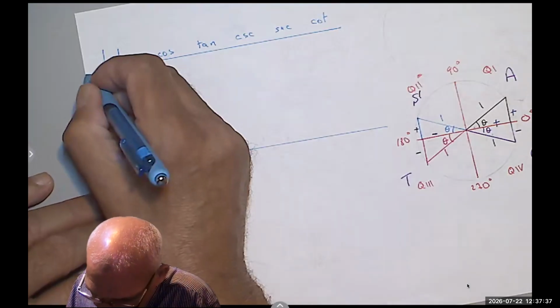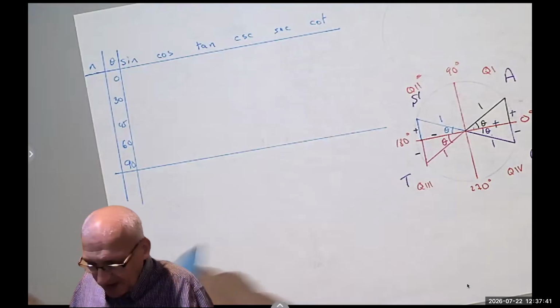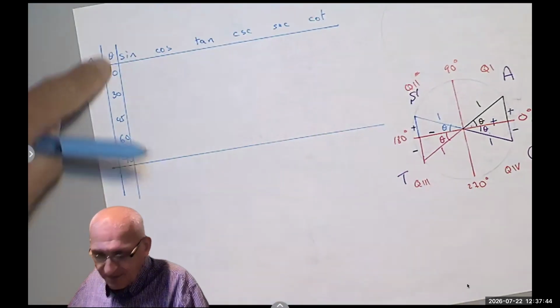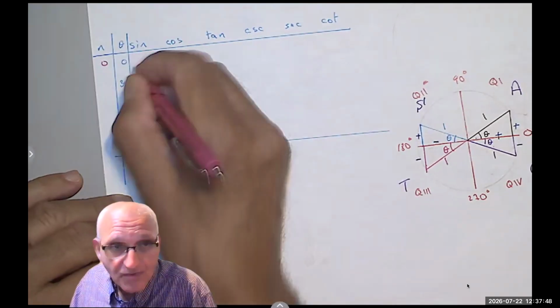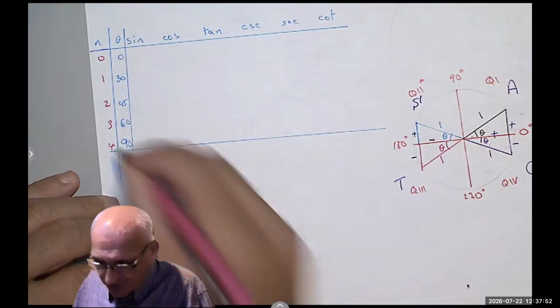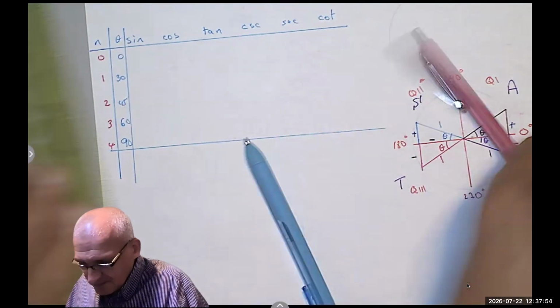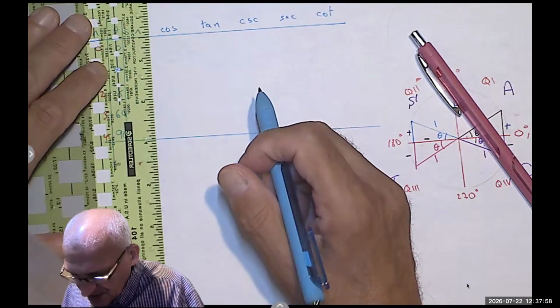And here I'm going to write something else. I'm going to call it n. Okay? And here I'm just going to number these in increasing order and starting with 0. 0 matches with 0. And then 1, 2, 3, and 4. Okay? It's easy, right? To just create this table.